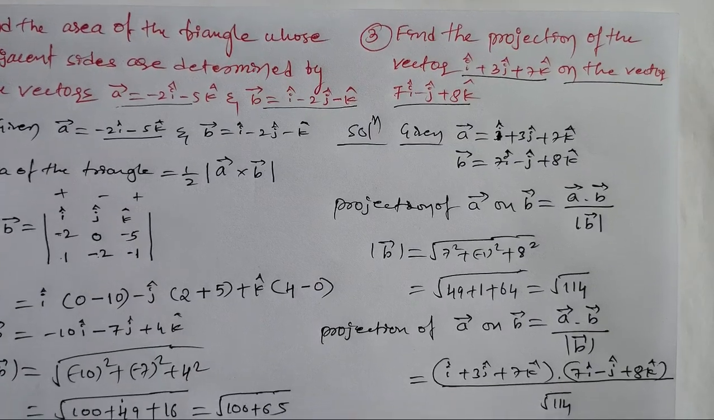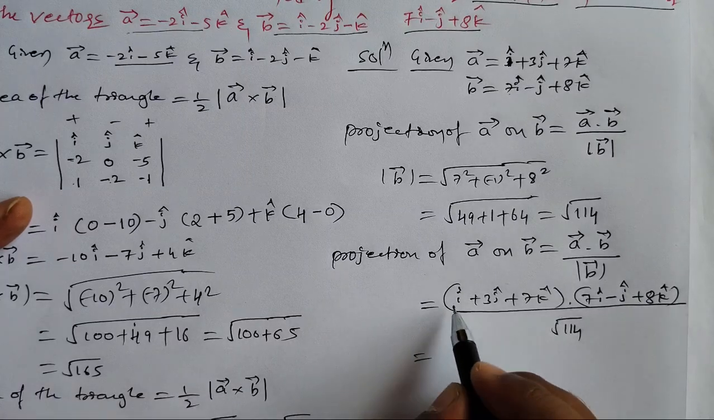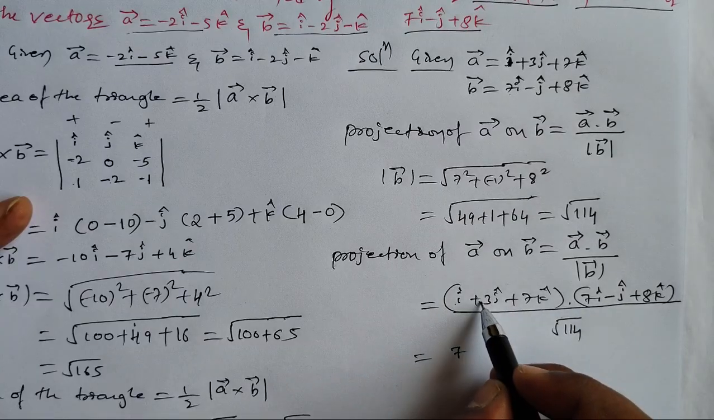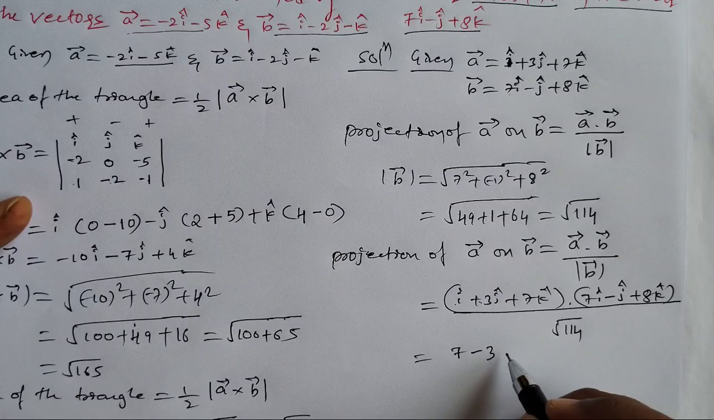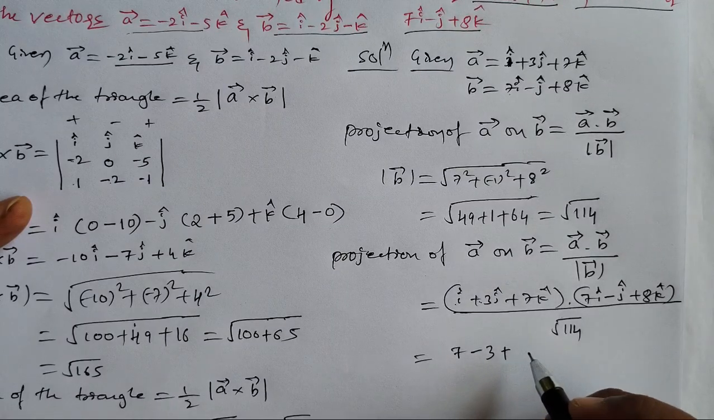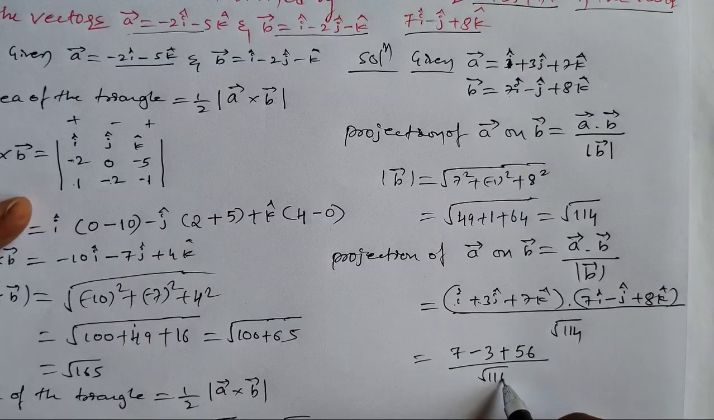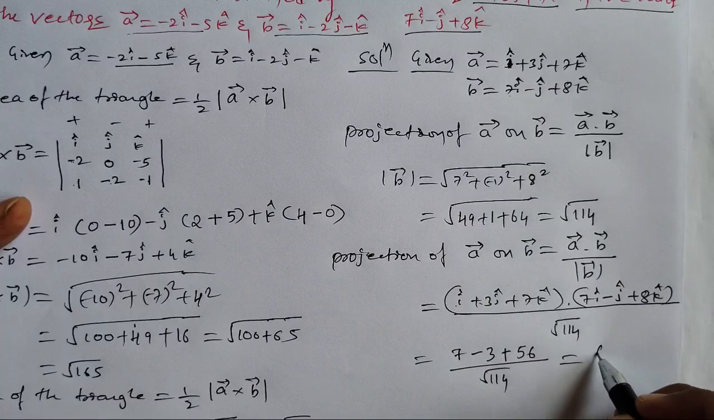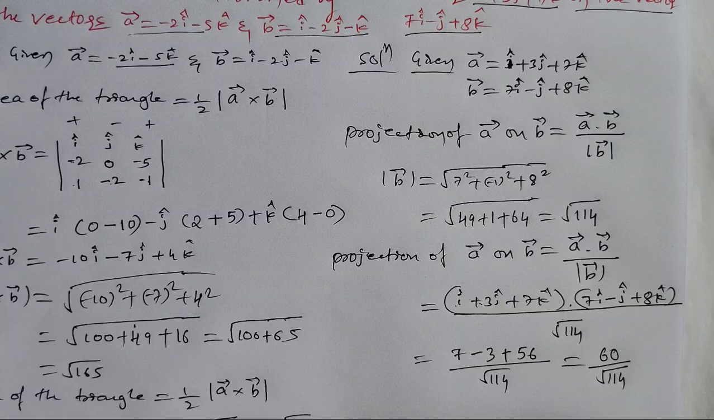Okay, dot product, you know that for dot product we have to multiply the coefficients. I coefficient here 1 into 7 becomes 7. Here plus 3 into minus 1 becomes minus 3. 7 8s are 56, okay, so divided by root 114, then that is equal to, okay, and here it is 7 minus 3 is 4, plus 56 is 60, by root 114. Okay, this is the projection of A on B, right?